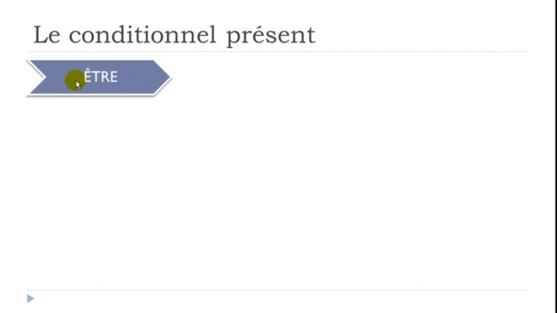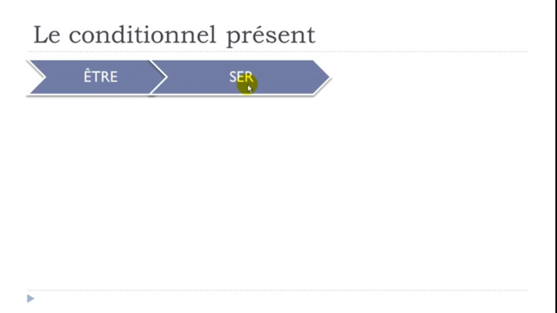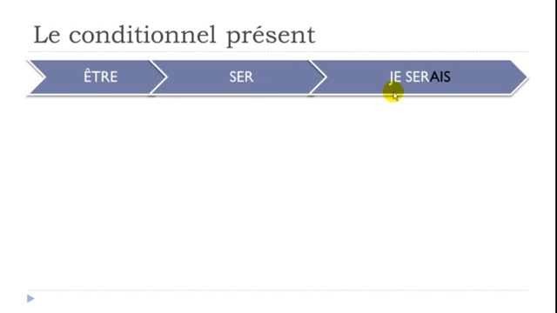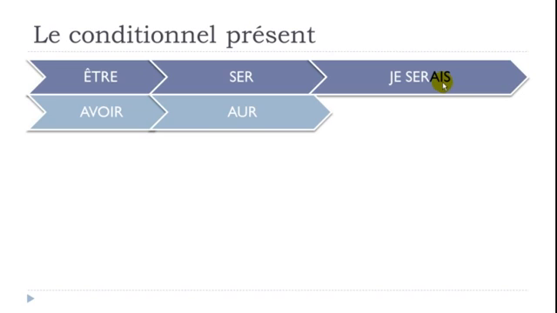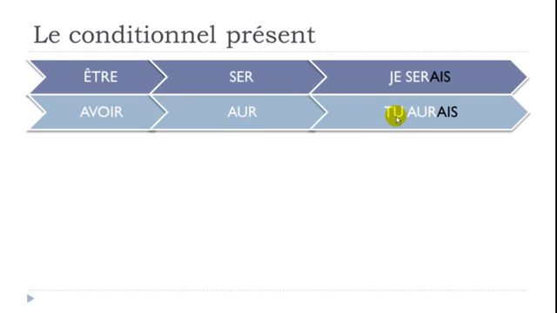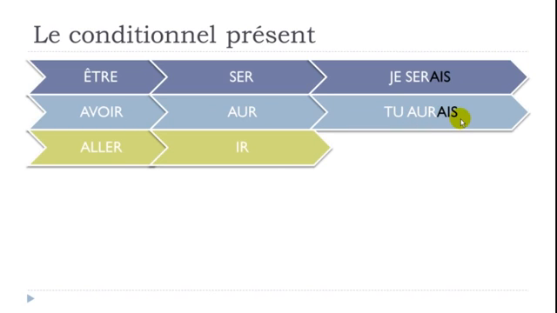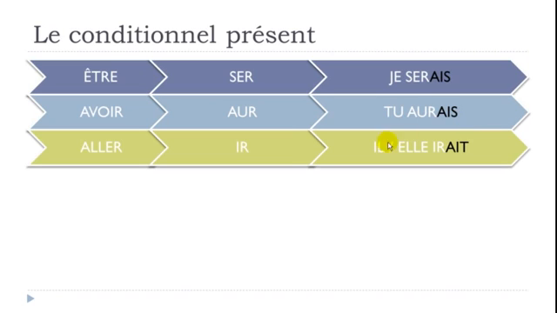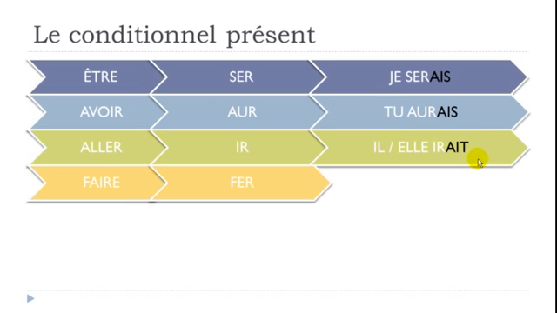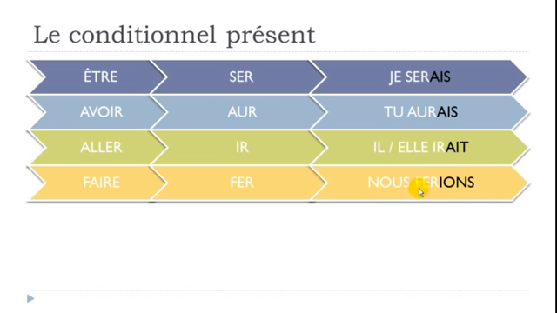So être will become ser. All right, and then after that you will have to put the endings. Je serais. So you will keep this ser all the time for your conjugation, and after that you will add all the endings that we saw. Okay, avoir will become aur. Same thing here. After that, you will add all the endings. So, tu aurais. Aller will become ir. And you'll get il irait, elle irait. Faire will become fer. Nous ferions.